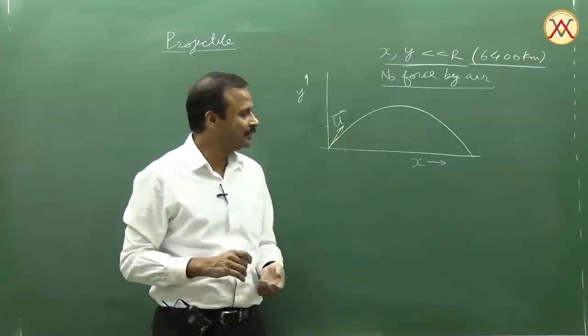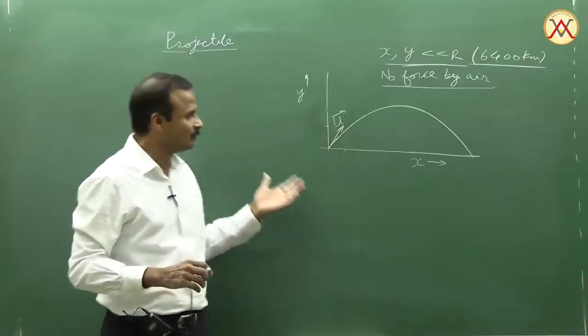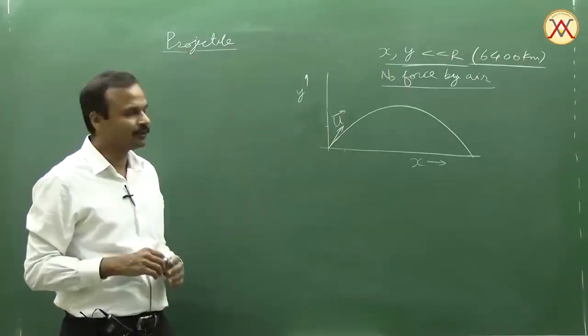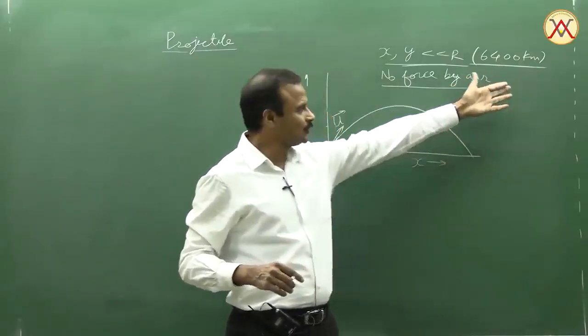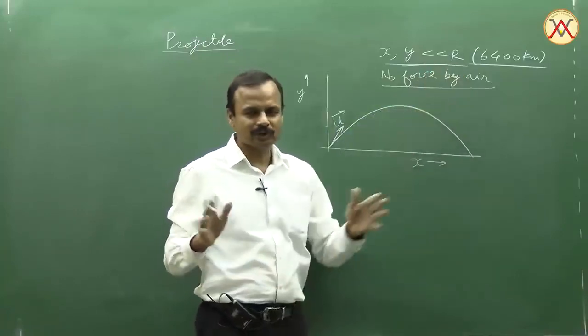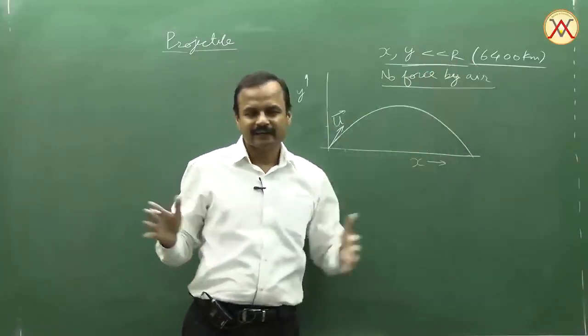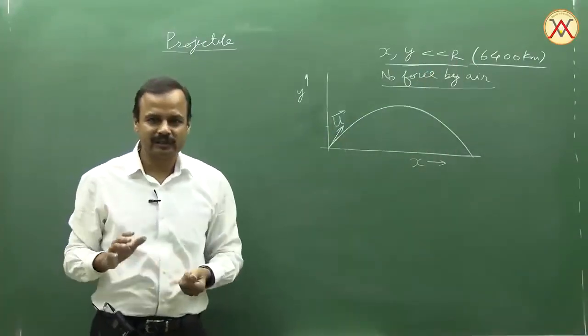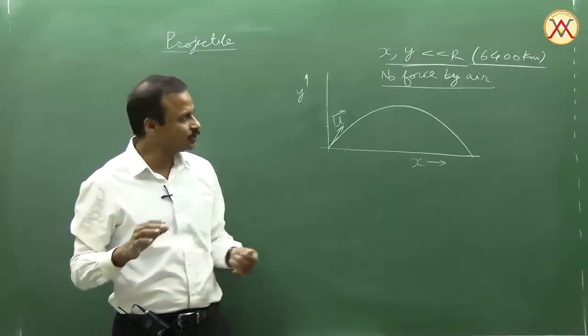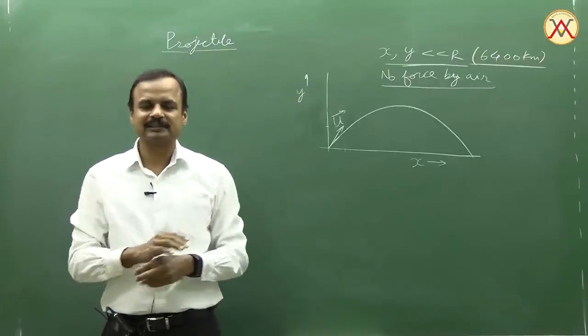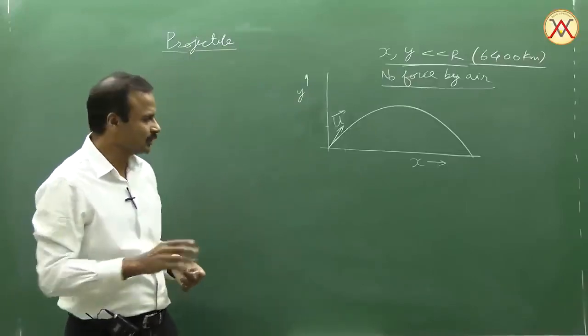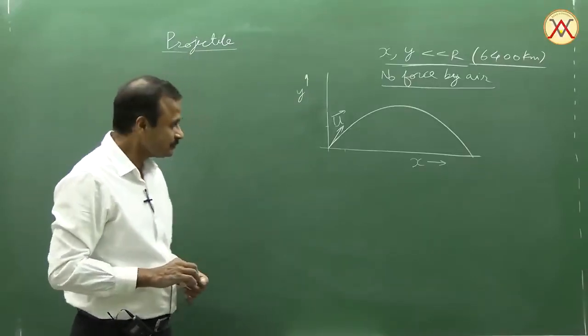Then the theory that we are going to develop for projectile motion may not work correctly, because 1,000 kilometers becomes of the order of the radius of the earth. So the x and y displacements have to be much less compared to the radius of earth for this theory to be valid.